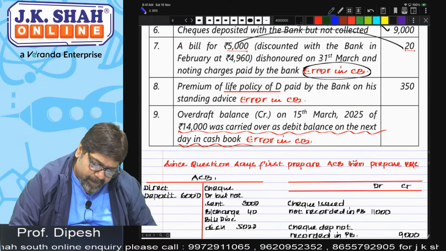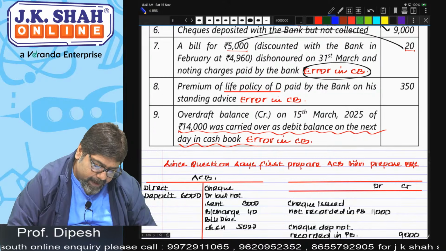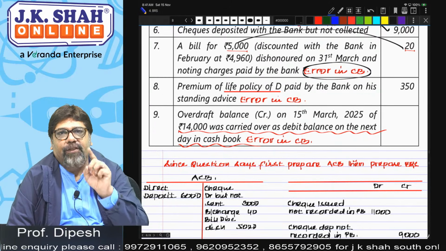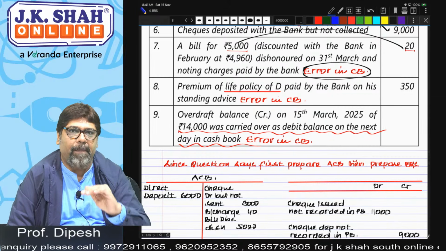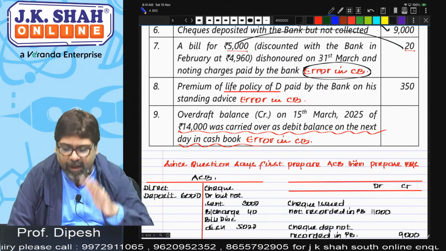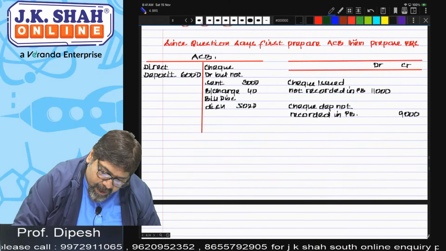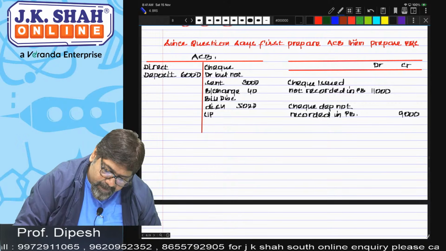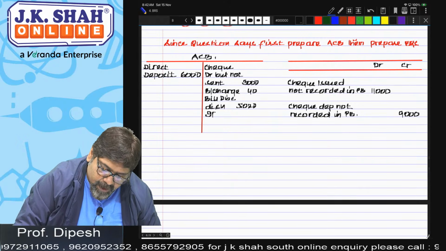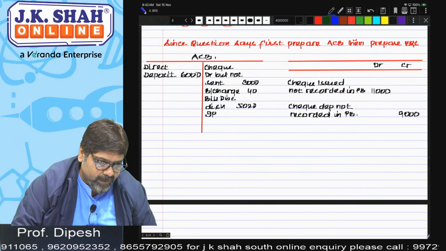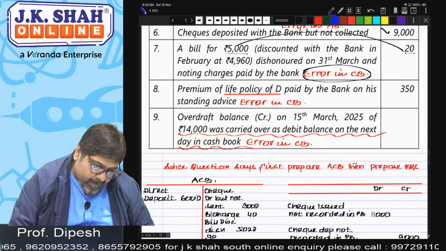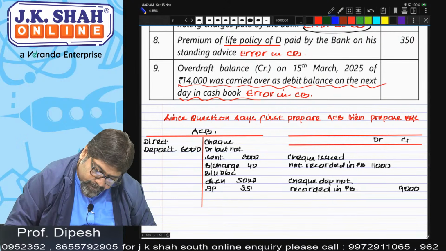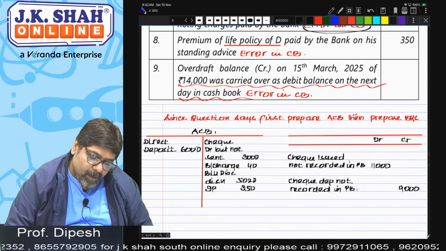So this is done. Premium of LIC paid by the bank on standing advice. So my life insurance premium has been paid by the bank, therefore recorded in the passbook, not recorded in the cash book. Insurance premium. How much? 350. Correct. Overdraft.